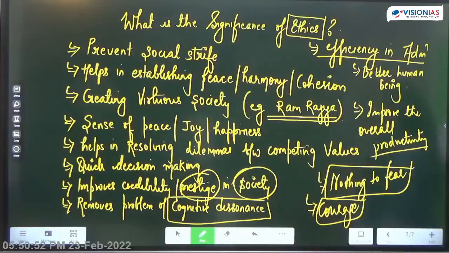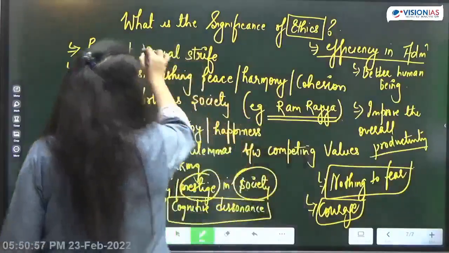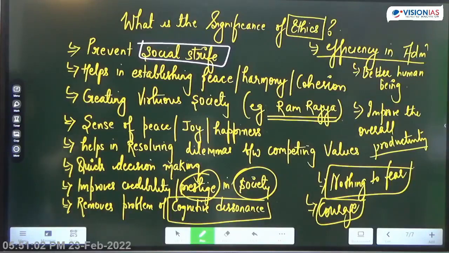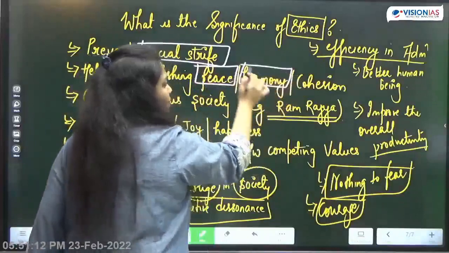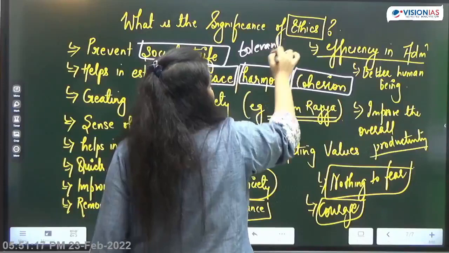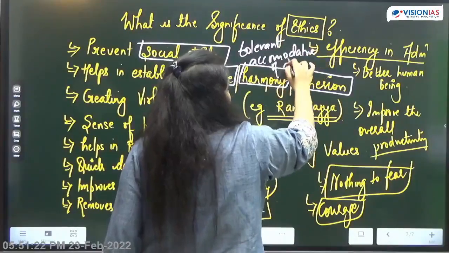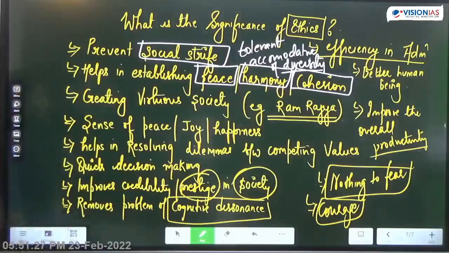Wait. So it will enable us to prevent social strife. Social strife, as in, social conflicts will not happen. You, me, everyone is ethical. We are governed, let us say, on the basis of constitutional provisions. Automatically, there would not be any conflict. If there is no conflict, we will be able to create a peaceful society, harmonious society, cohesive society. We will be tolerant. We will be accommodative of diversity. We will be able to realize the essence of unity in diversity.